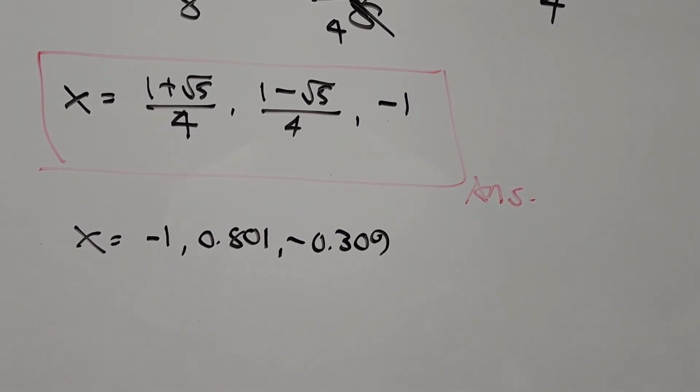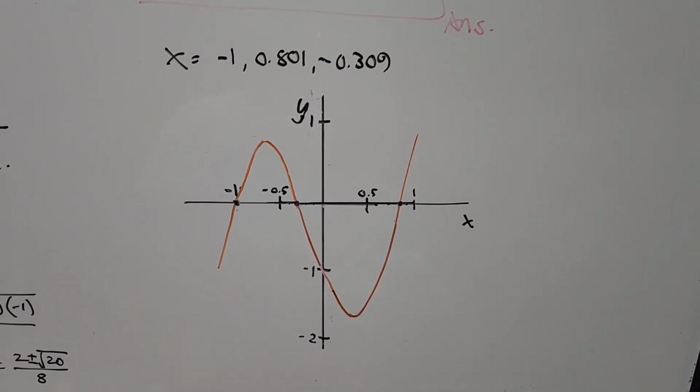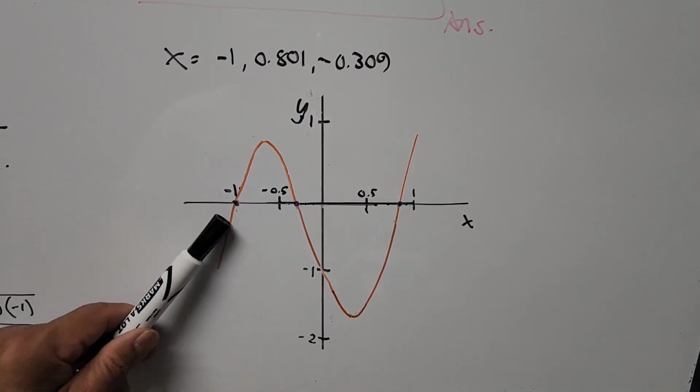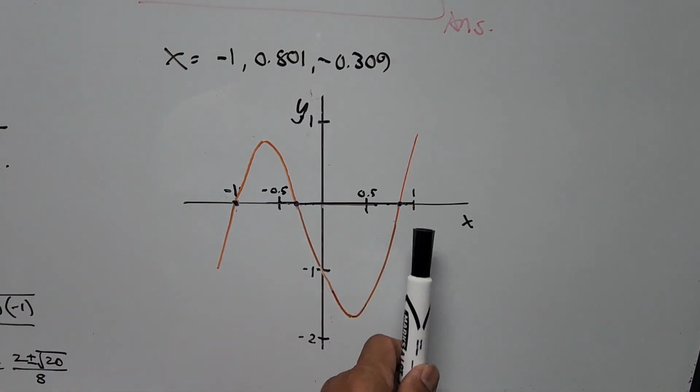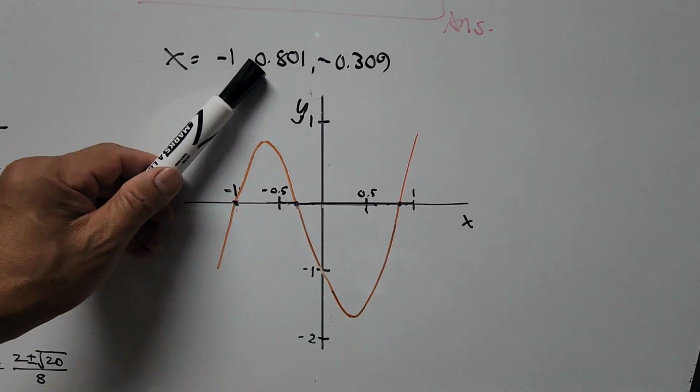And if we take a look at the graph, it should show this. So here's the graph of the cubic equation. It crosses the x-axis at negative 1, negative 0.309, and positive 0.801.